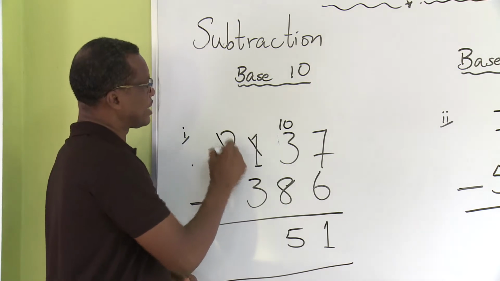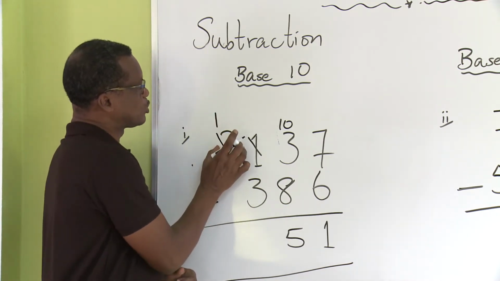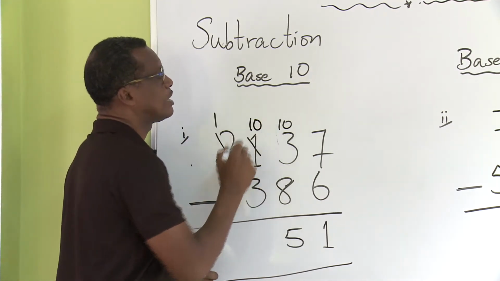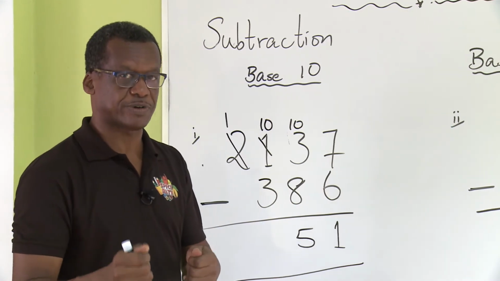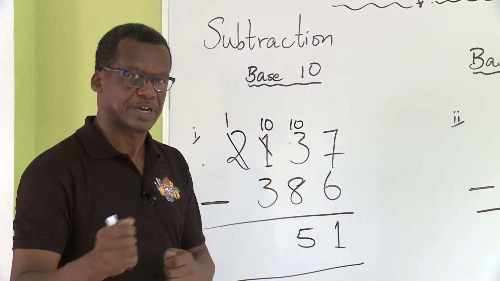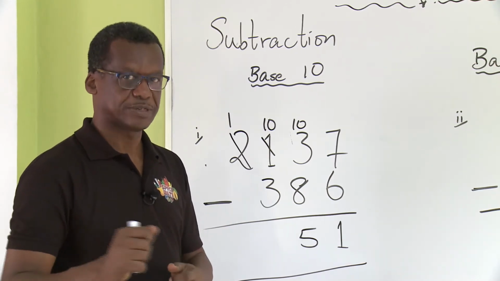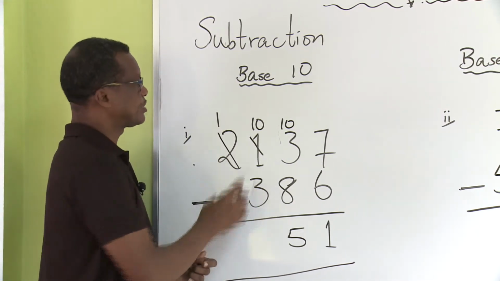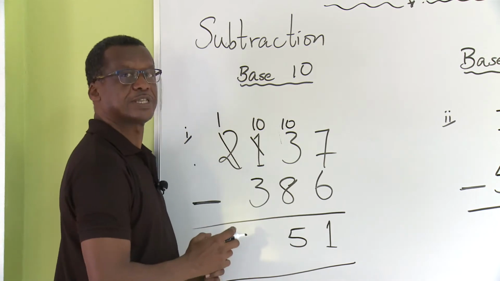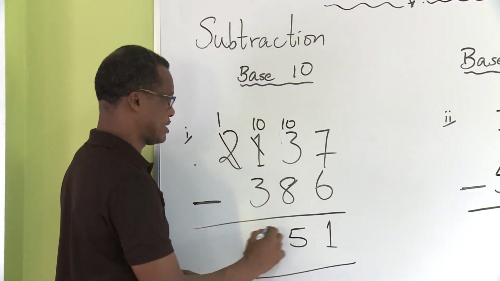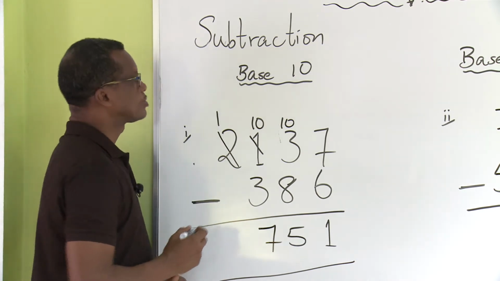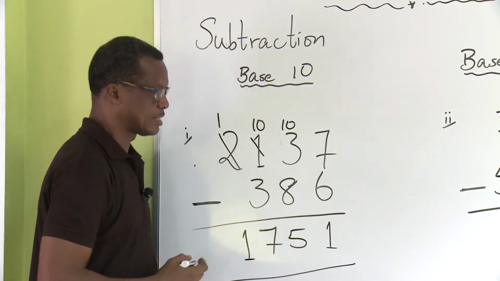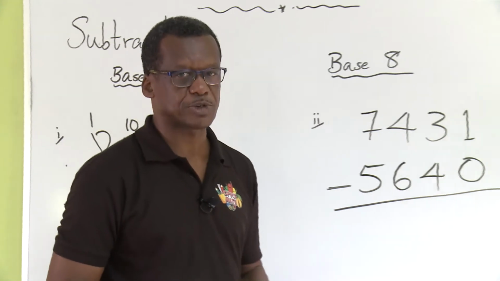So we now have to regroup one group of the thousands. We have 2 groups of thousands. We will regroup one group of the thousands. It's going to become 10 hundreds, because every thousand, 10 to the power of 3, is really 10 times 100, or 10 times 10 to the power of 2. So now, the group of thousands we regrouped into hundreds. We have 10 hundreds. We can now subtract. 10, subtract 3, 7. And 1 in the thousands column, take away 0, is 1. So, what you just saw was subtraction in base 10.